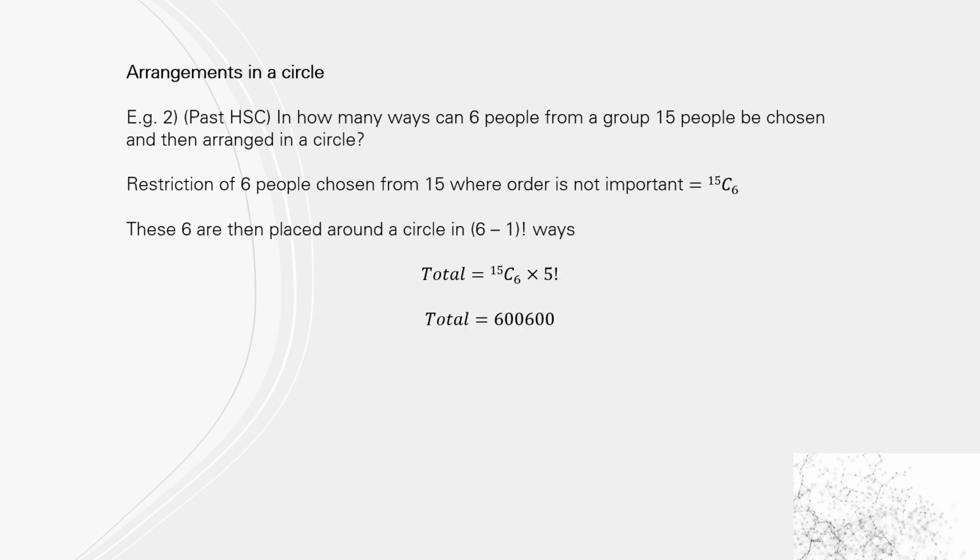So the restriction of 6 people chosen from 15, where order is not important, is 15C6, and then those 6 are placed in a circle. With those 6, you place one person first, so that's 6 minus 1 left to be placed, so that's 5 factorial ways. Therefore the total is 15C6 times 5 factorial, which is 600,600.